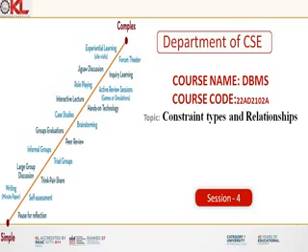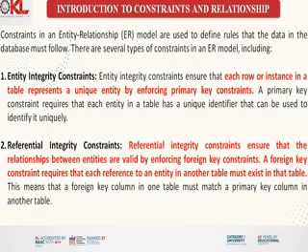Now we are going to see the concept of constraint types and relationships in ER diagrams. Before going to this concept, let us see some basic terminology. First one is entity integrity constraints. Whatever ER diagrams you are drawing, we are going to define entities and attributes. While defining them, it is mandatory to define a primary key. Whatever attributes you are taking, we have to select one attribute as a primary key.